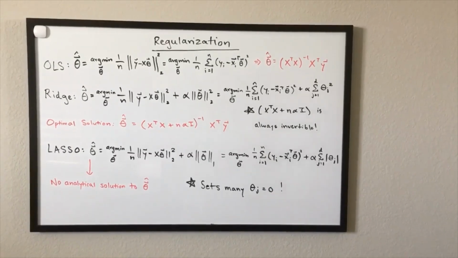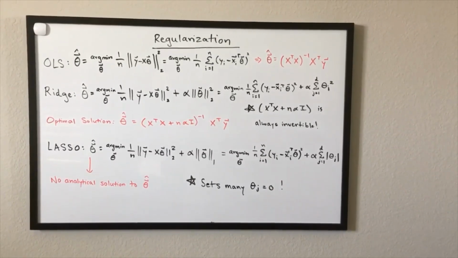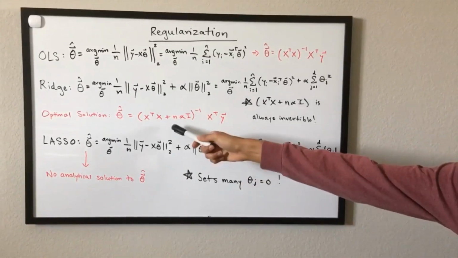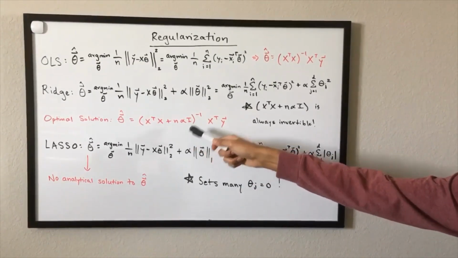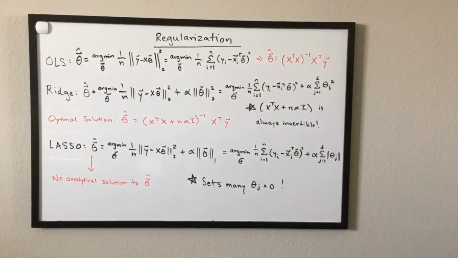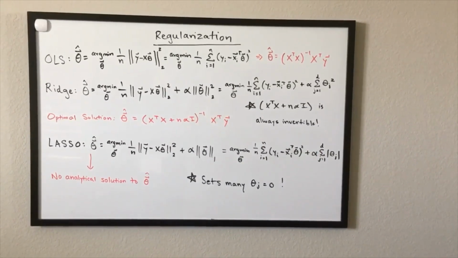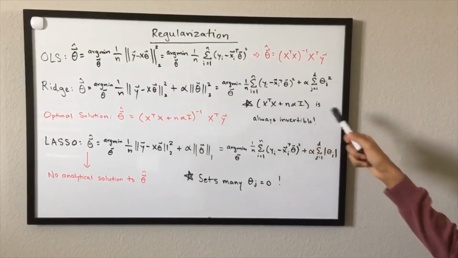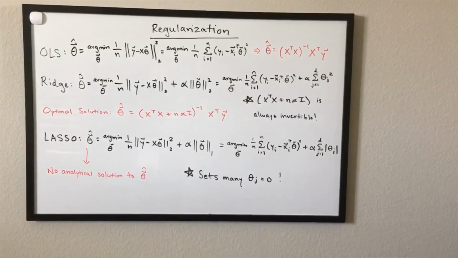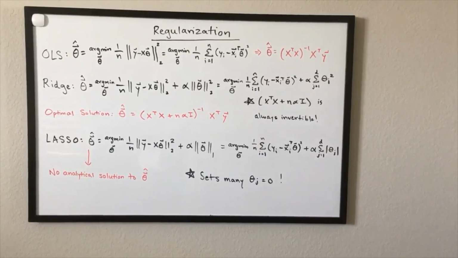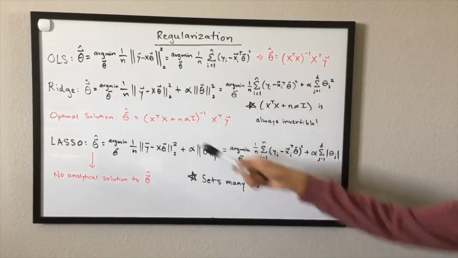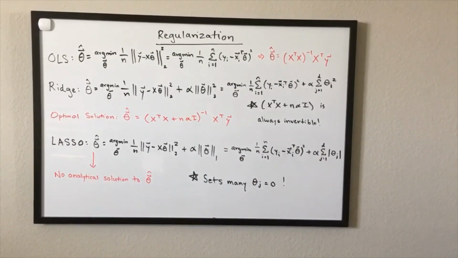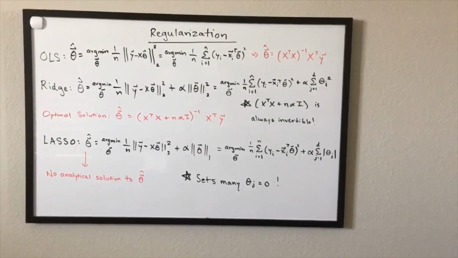If I do that, then there's going to be a modification to my optimal solution, in which inside of my inverse, I'm going to have an extra term of n alpha times the identity matrix. It turns out that when we take the inverse of X transpose X plus n times alpha times I, we can actually ensure that this matrix is invertible. Adding this term ensures that that matrix is invertible. And so therefore, if we use ridge regression, we will always end up with an optimal solution.